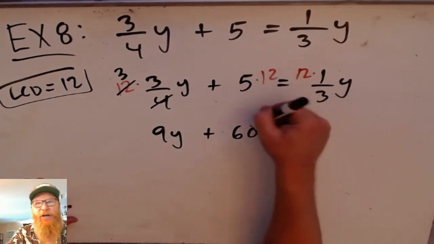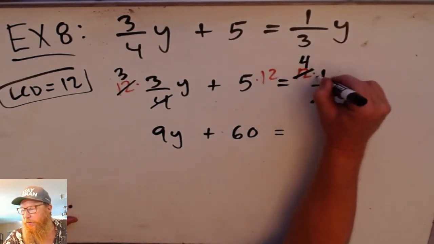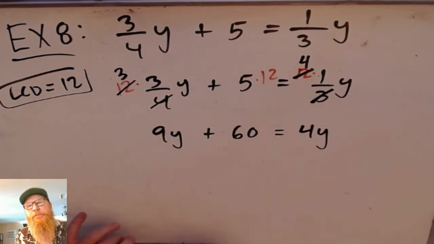And there's no canceling on that. It's just 5 times 12. And then on this one, it's 3 goes into 12 4 times. 4 times 1 is 4y.